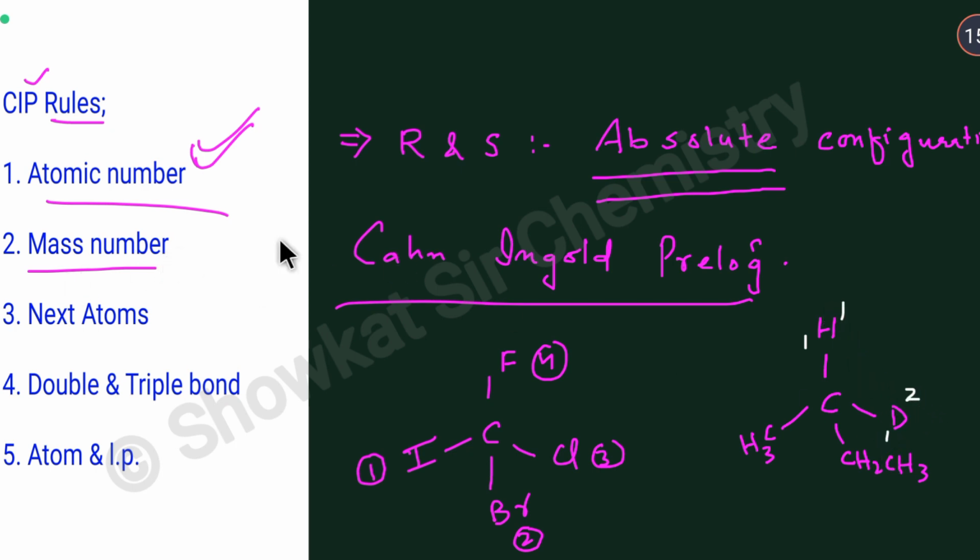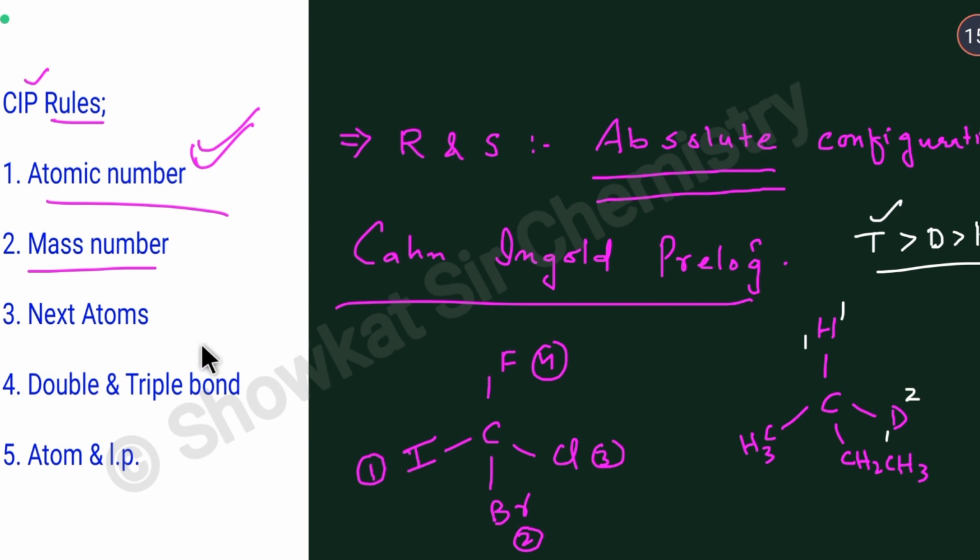Higher the mass number, more will be the priority. So priority will be higher to this deuterium as compared to this protium, right? For example, if we are having tritium, it will have higher priority than deuterium and then protium, right? This will be the order because all these have the same atomic number, but the mass of tritium is very high. So higher the mass number, higher will be the priority. This is what you apply in the case of isotopes.